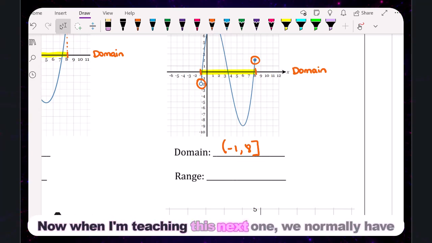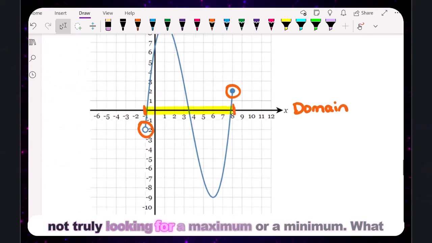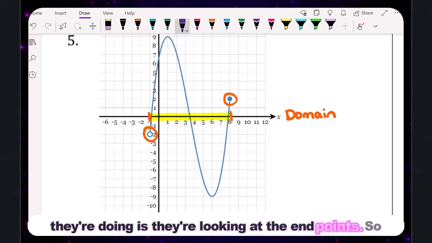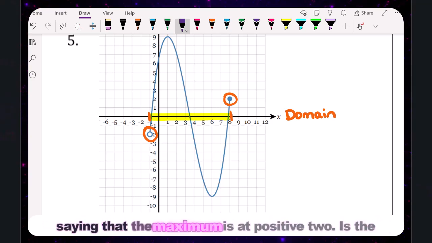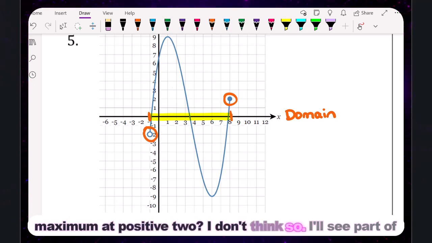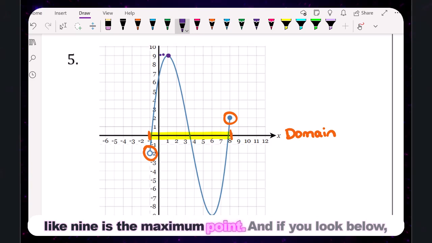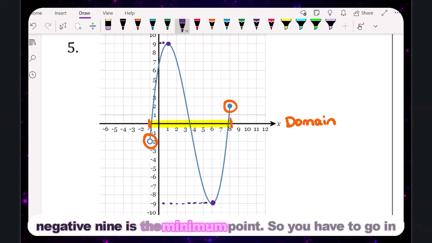Now, when I'm teaching this next one, we normally have a lot of people pick the wrong points because they're not truly looking for a maximum or a minimum. What they're doing is they're looking at the end points. So they're looking at these circled points here, and they're saying that the maximum is at positive 2. Is the maximum at positive 2? I don't think so. I see part of this graph that goes all the way up to here. So it looks like 9 is the maximum point, and if you look below, negative 9 is the minimum point.